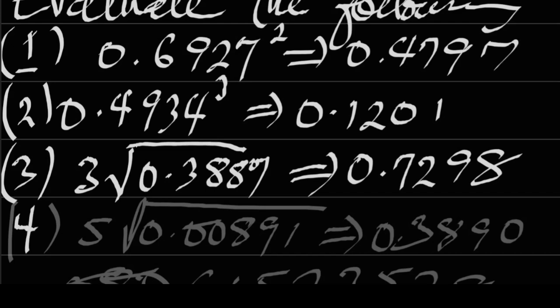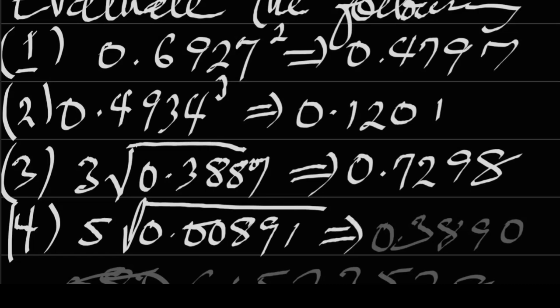Question number 4. You have to evaluate the fifth root of 0.00891. If your work is correct, your final answer will give you 0.3890.